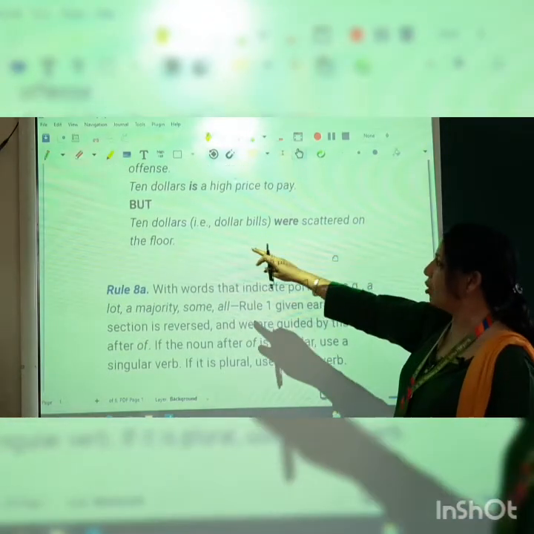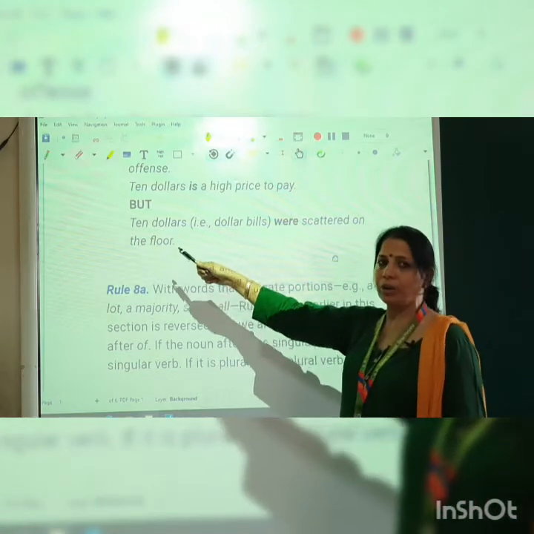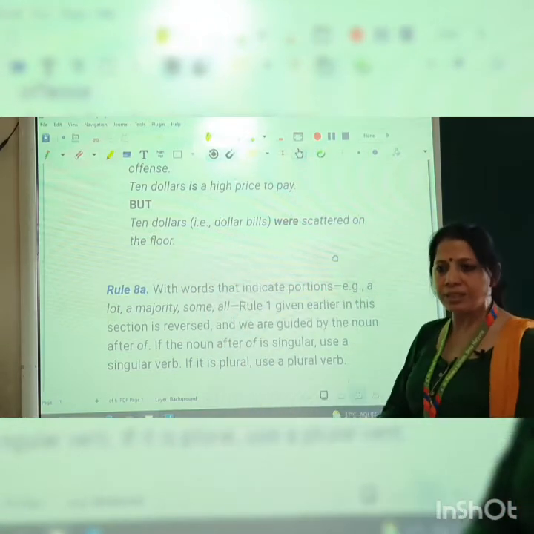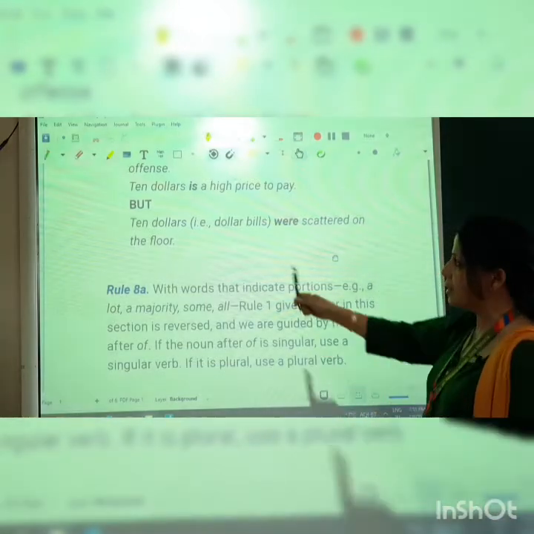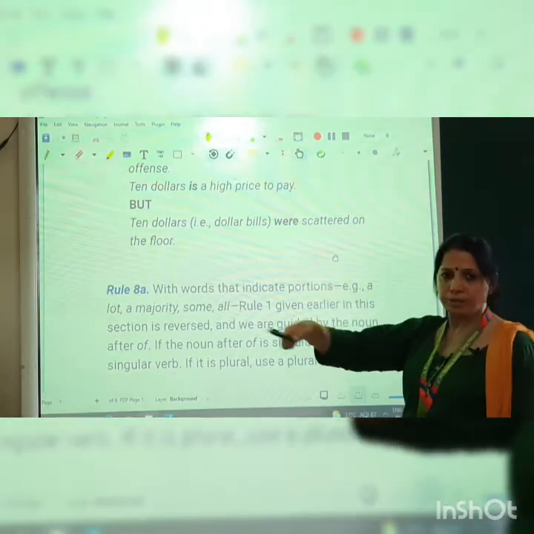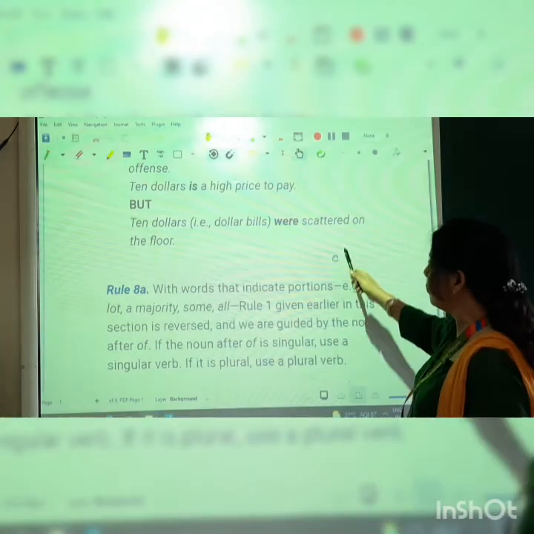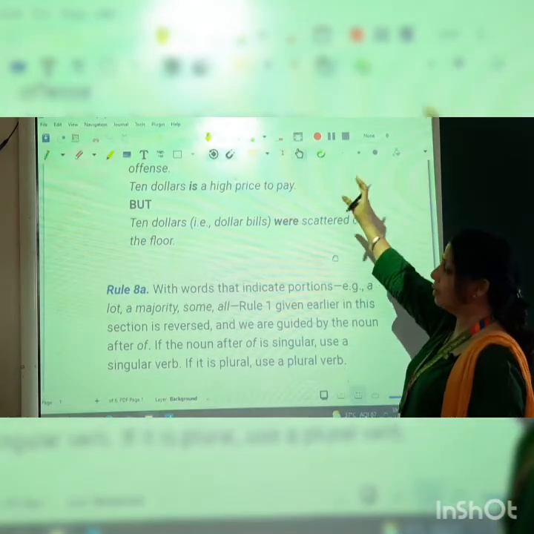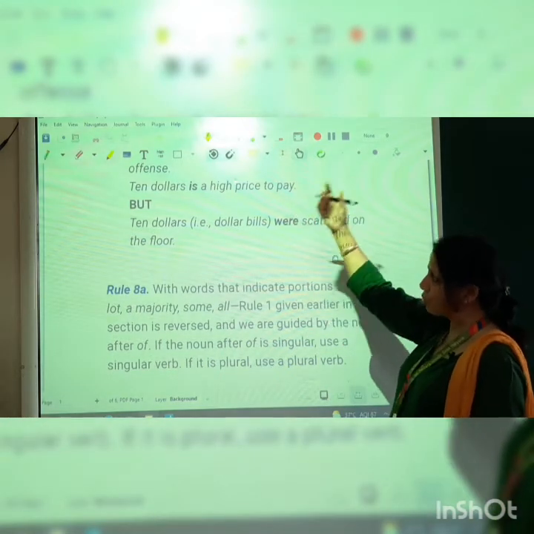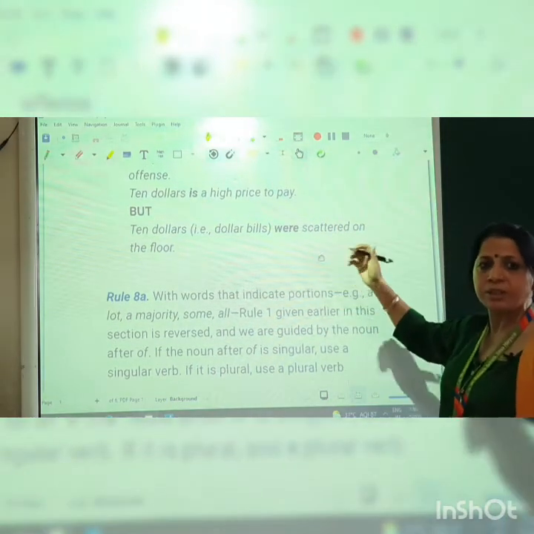But $10 were scattered on the floor. In this case, the $10 are actually the money which is in $10, in the amount of $10. This time $10 can be the $10 notes. We are referring to $10 note, not as an amount. Okay, so they were scattered on the floor. So you have to remember, just don't mug up that with $10 we have to use that only. No, it has to be in the context. We have to just see what is the context which it is used in.